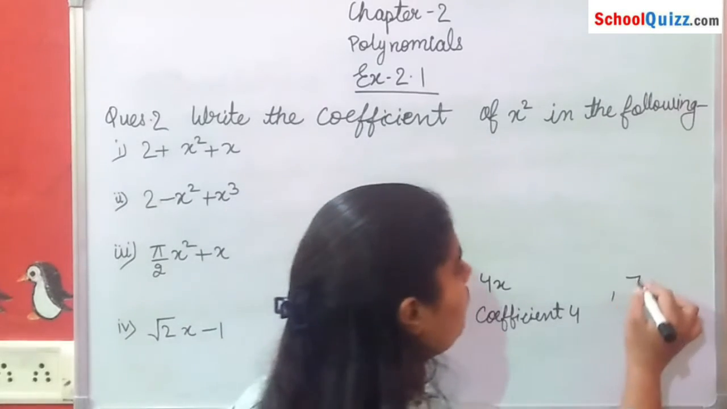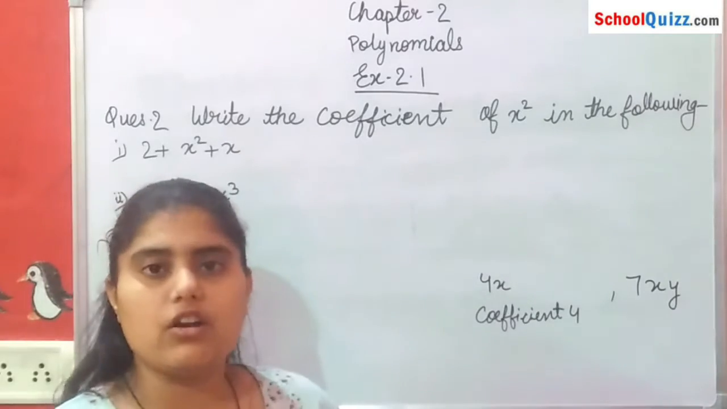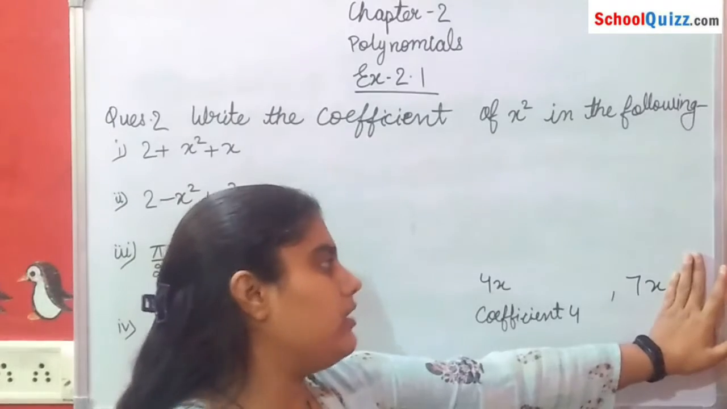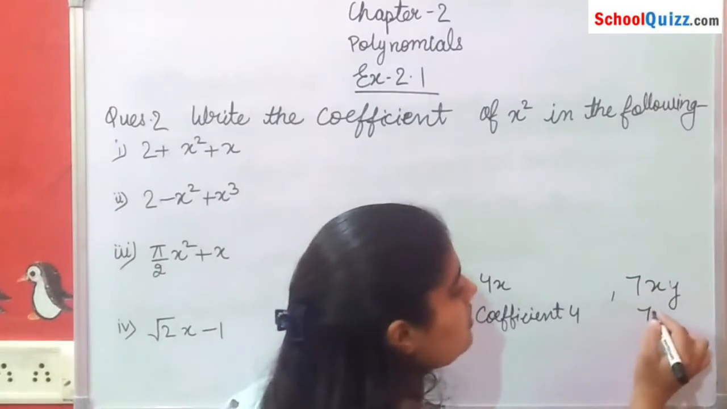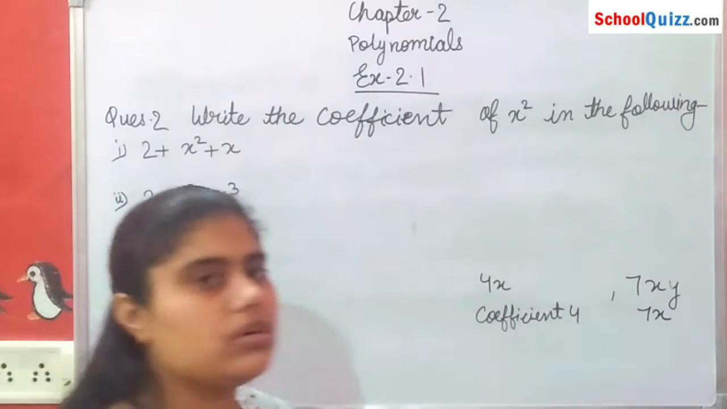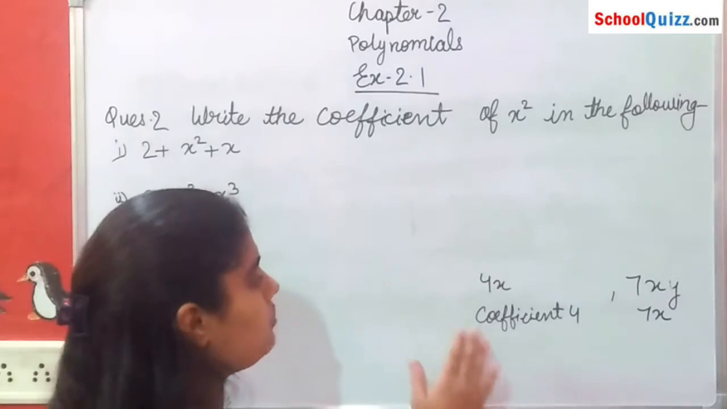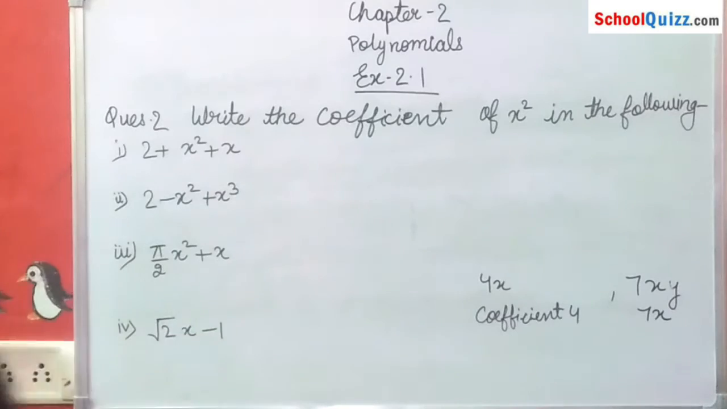Now for example if we have 7xy और हमसे पूछा है y का कोफिशिएंट क्या है, तो just hide y and see what is remaining. Only 7x is remaining, so here the coefficient of y is 7x. जो भी उस टर्म के साथ में इंक्लूडेड है, those numbers or those variables are known as their coefficients.